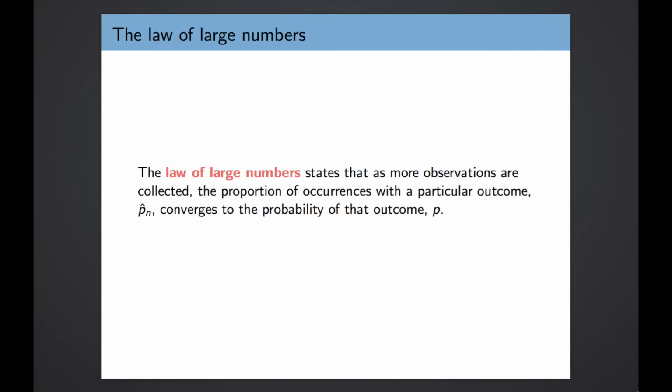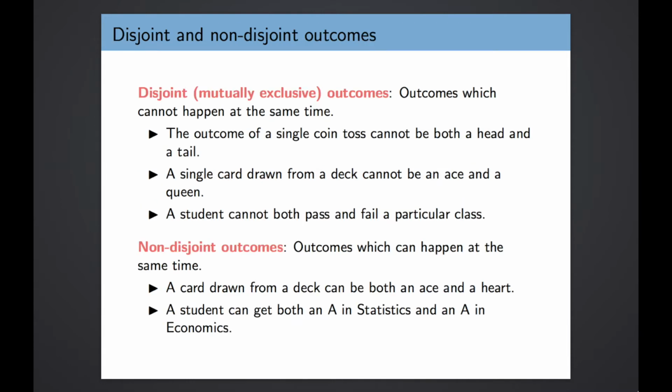This is an illustration of something called the law of large numbers, which says that the more observations that we observe, the proportion of occurrences with a particular outcome, so say the proportion of coin flips with a particular outcome, heads, that proportion will converge to the probability of the outcome P. So if theoretically the probability of getting a head is 0.5 in a coin flip, we would expect that the proportion of occurrences that are heads, as we collect more and more observations, is going to get closer and closer to 0.5.